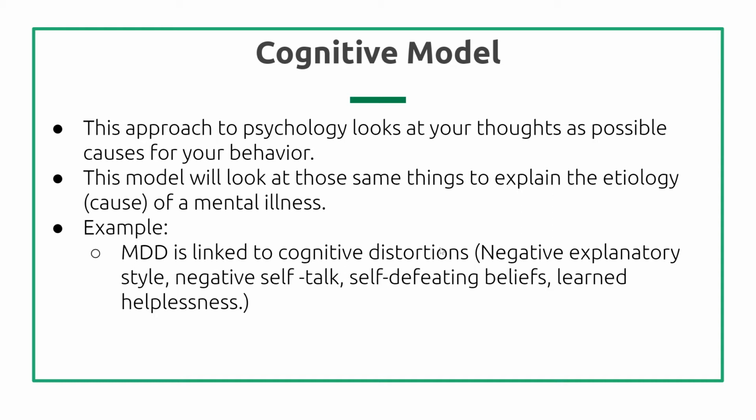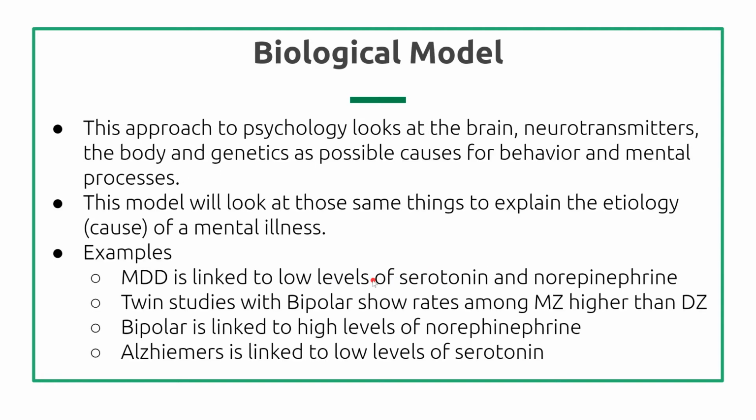For a great example, major depressive disorder is linked to cognitive distortions. If you are someone who is explaining things in a very negative way to yourself, maybe you're awfulizing or globalizing them, that we've talked about before, you're engaging in negative self-talk. You go to bed and you keep talking to yourself about all the things that went wrong. You have self-defeating beliefs and eventually learned helplessness. The idea is that these thinking patterns culminate in a more depressed mood, and that cognition is what causes that spiral down into depression.